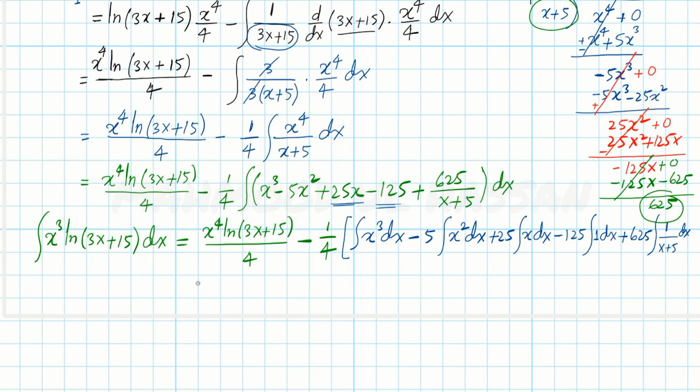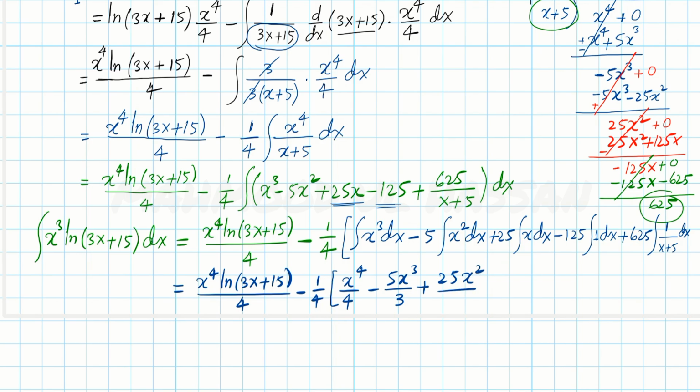So now find the integrals. Here x^4 natural log of 3x + 15 divided by 4 minus 1 upon 4, and here the integral of x^3 is going to be x^4 divided by 4, minus 5 times the integral of x^2, which is x^3 divided by 3, then plus 25 times the integral of x, which is x^2 divided by 2, and minus 125 times the integral of 1, which is x, plus 625, and here the derivative of x + 5 is 1, that is present in the numerator, so we will take the natural log of the denominator, that is the natural log of x + 5, and then you have to put the constant of integration c.